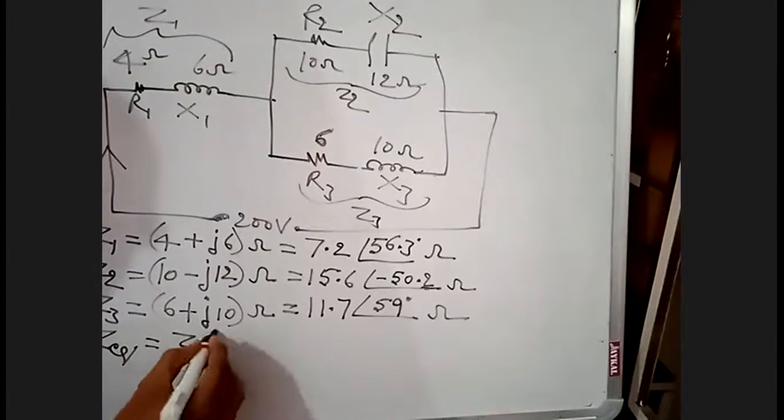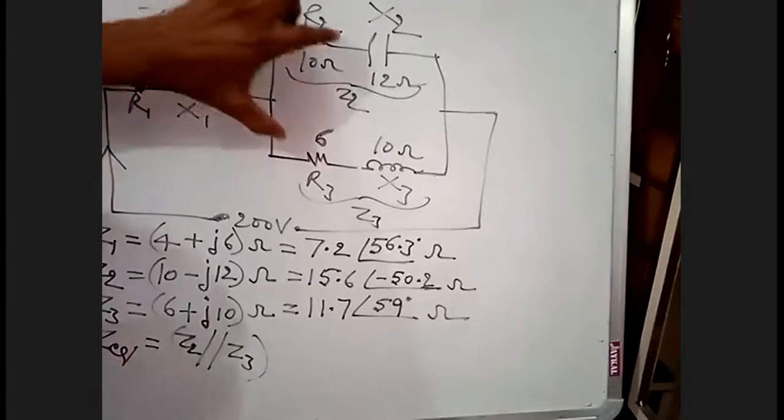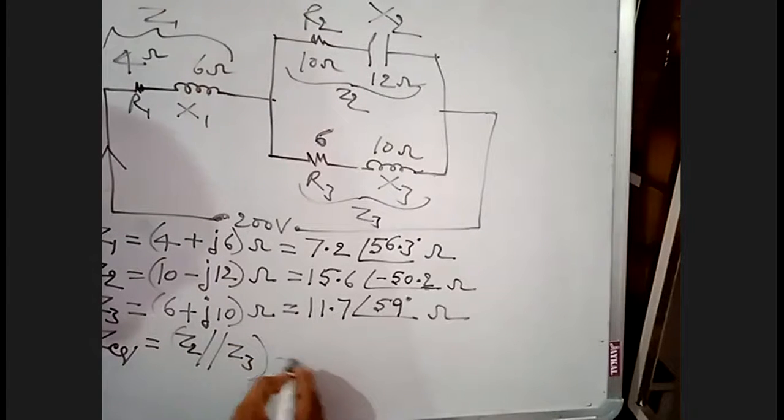Z2 and Z3, how are they connected? Parallel, sir. Okay, Z2 and Z3 are in parallel. This parallel combination is in series with Z1.